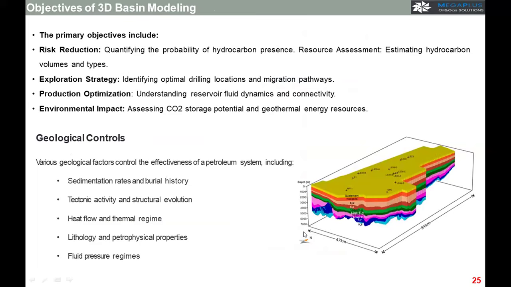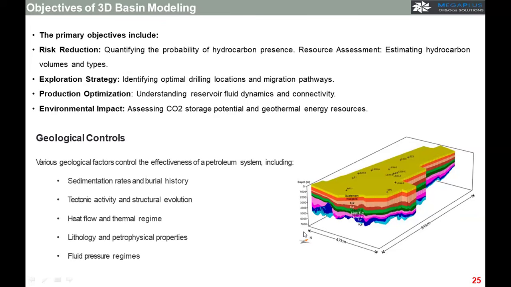What is the objective of the 3D Basin modeling? The main objective is decreasing the risk, as we mentioned before. Actually, it is a very important risk reduction exploration strategy: identifying an optimal drilling location, migration based on your migration pathways, and production optimization, increasing the reservoir fluid dynamics and connectivity. Just to discuss this in detail.